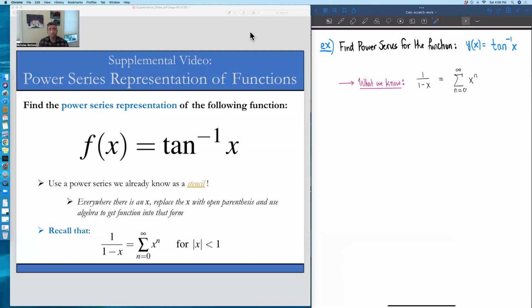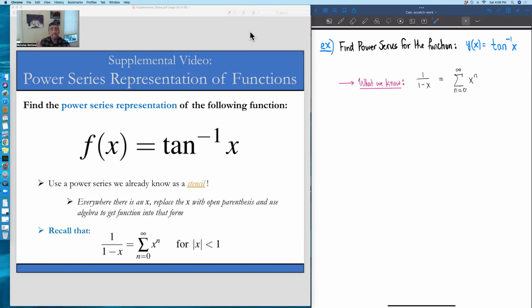In this video, we're going to be looking for a power series representation of the arctangent. And where we're going to start is with a power series we know something about. That happens to be our power series for the function 1 over 1 minus x, which is the power series from n equals 0 to infinity x to the n.